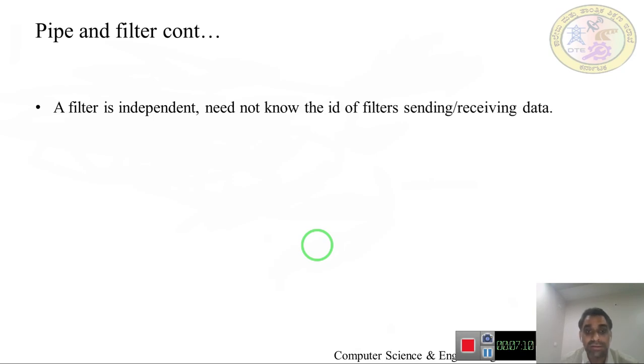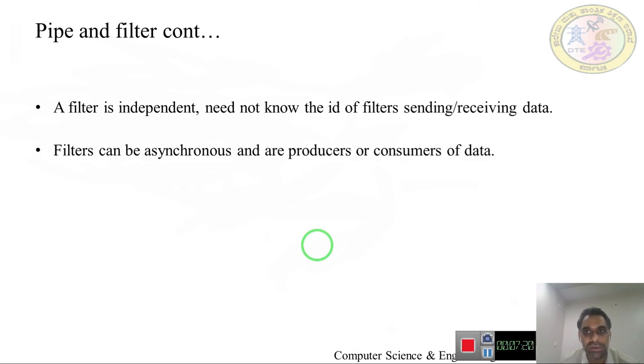Then let us see more about filter. A filter is independent. It need not know the ID of the filter sending or receiving the data. Okay, so a filter is an independent entity. So it does not need to know their identity, okay?